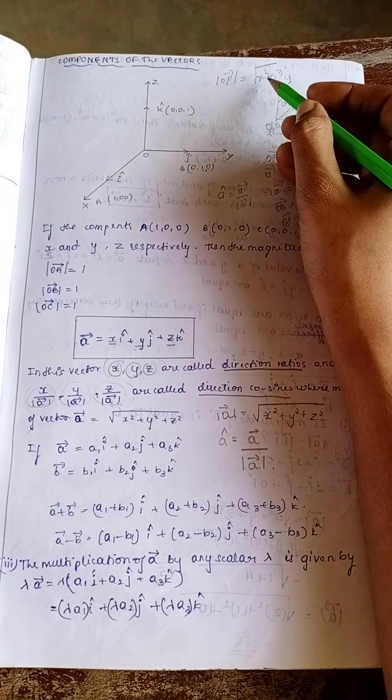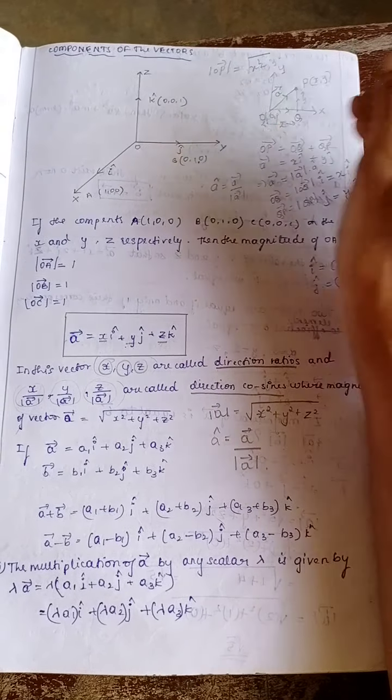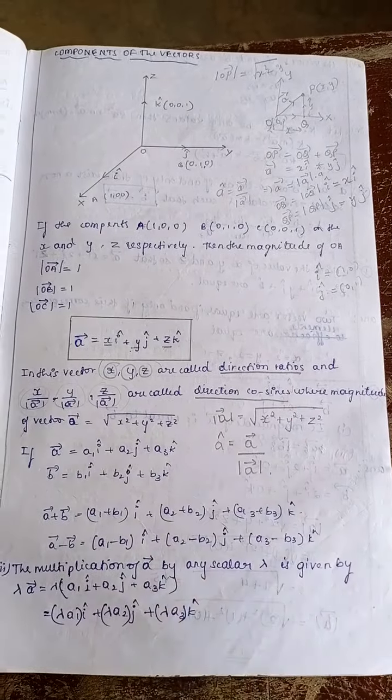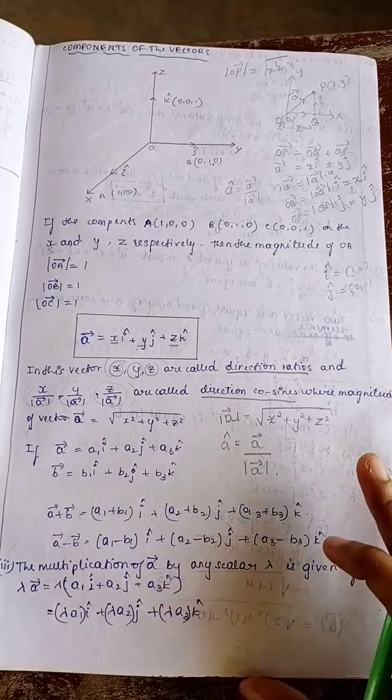In two dimensions, the magnitude is equal to square root of x square plus y square. In three dimensions, the magnitude is equal to square root of x square plus y square plus z square. Now let us see some properties of these vectors.